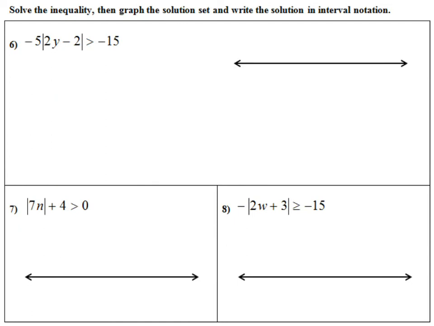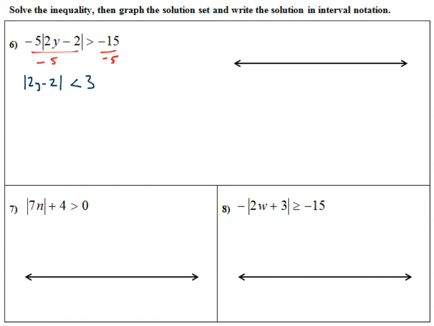So on this one, again, we want to start by isolating the absolute value. And I can do that by dividing by negative 5 on both sides. And that will give me the absolute value of 2y minus 2 is less than 3. Because remember, anytime I have an inequality, if I divide by a negative, it causes my inequality symbol to flip. So really important that we're keeping our eye out for that.